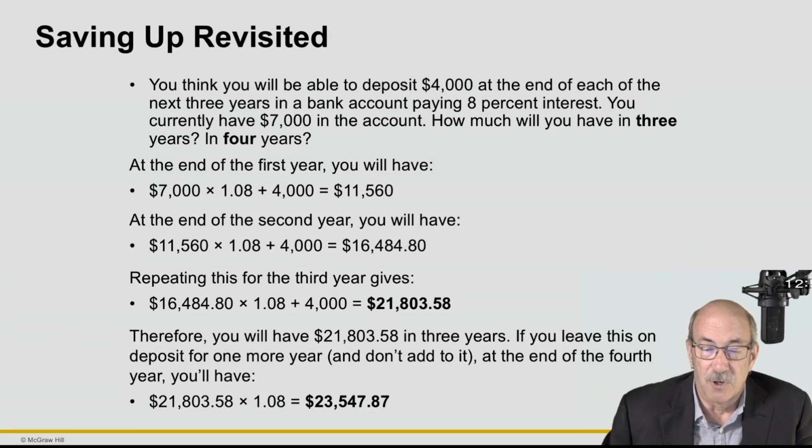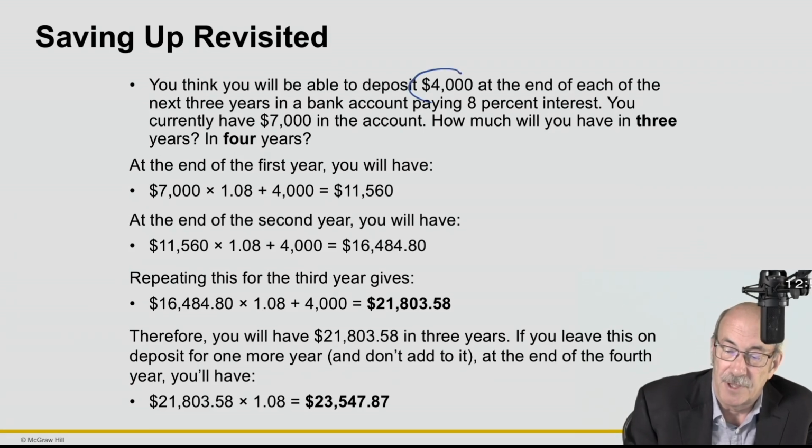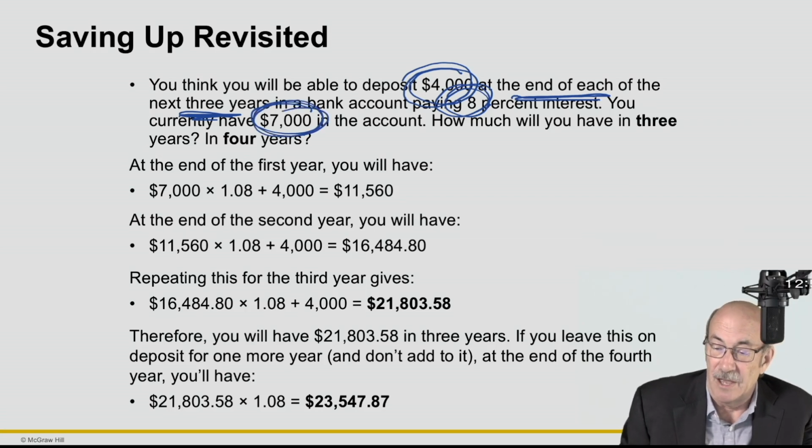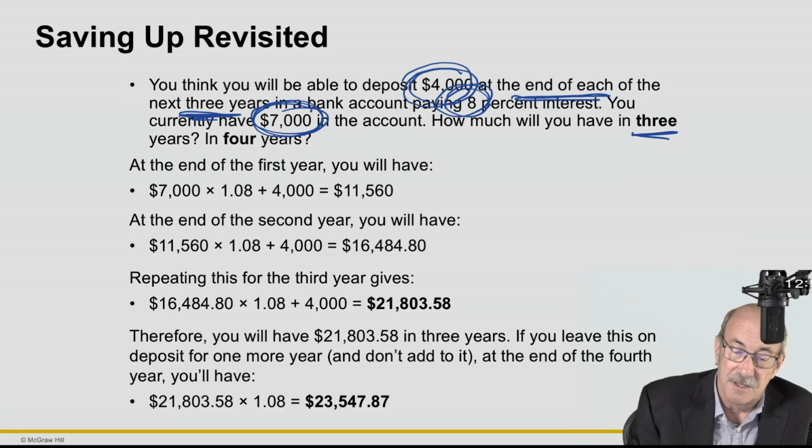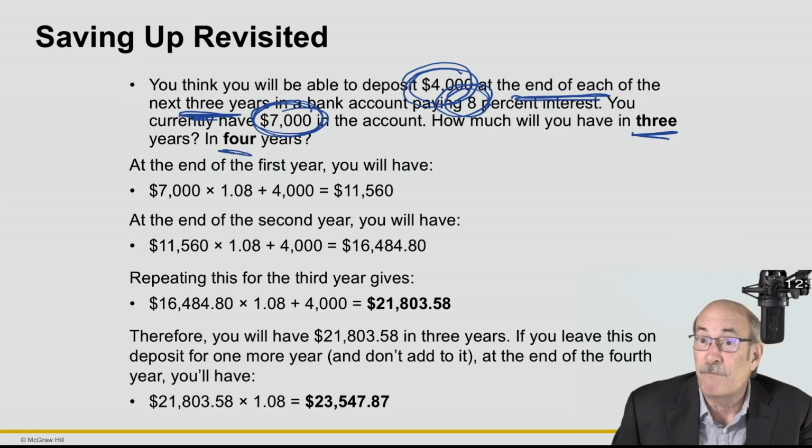Here, we think we're going to be able to deposit $4,000 at the end of each year for the next 3 years in a bank account that pays 8%. We currently have $7,000 in the account. How much will you have in 3 years? And then second question, how much will you have in 4 years if you leave all that money in there?